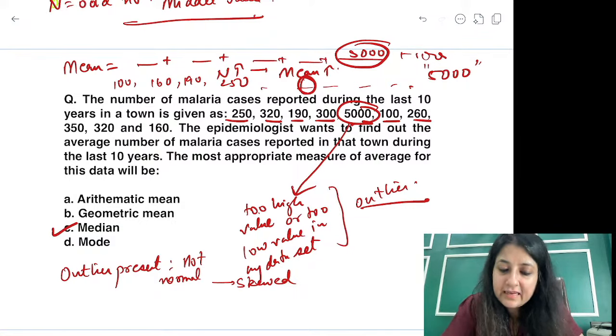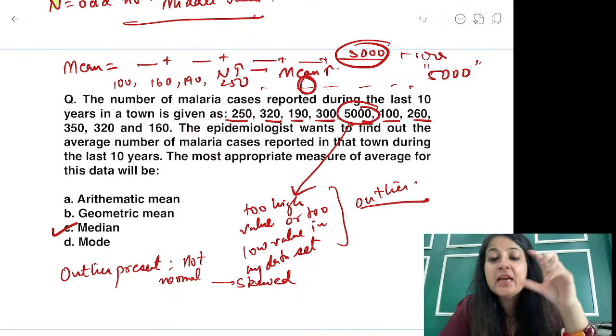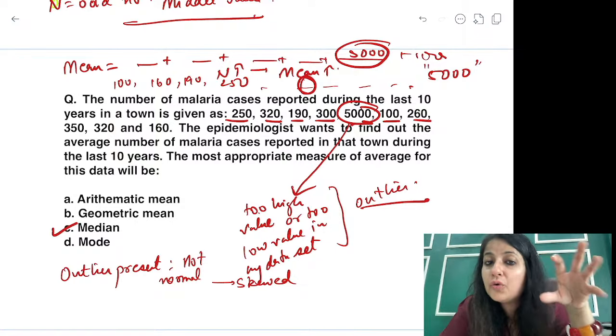Is it clear, everybody? What you have to do is just figure out the data. Does it have an outlier or not? An outlier is a too high value or too low value. Whenever you have a skewed observation, what is the best measure of central tendency?